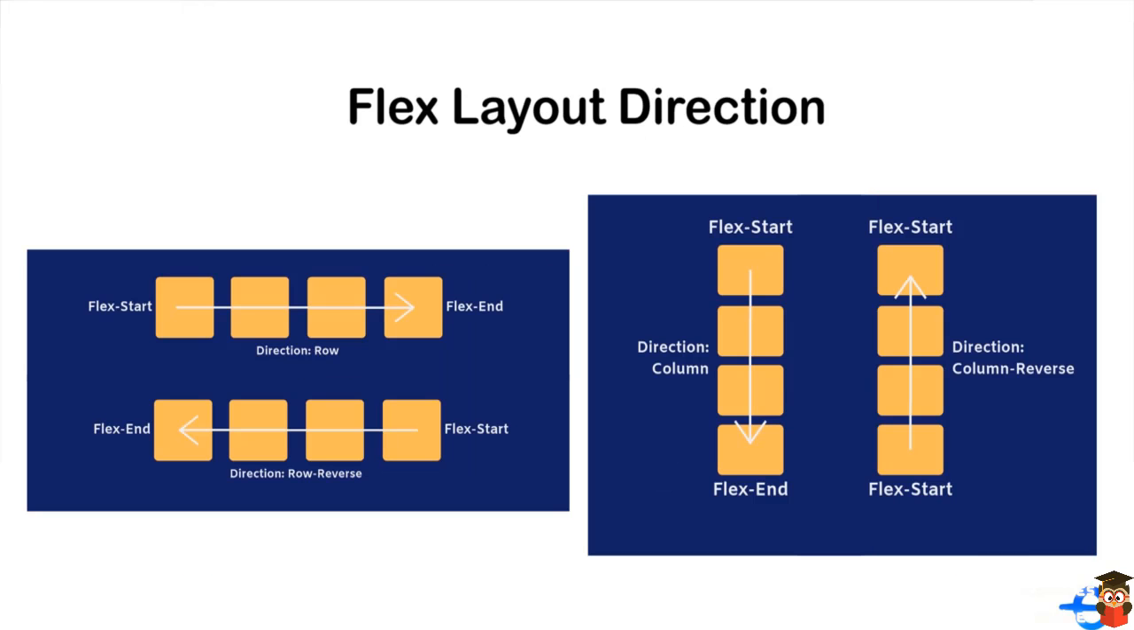As I mentioned earlier, the layout direction can either be horizontal or vertical. For horizontal layouts, we have two options, row and row reverse. For vertical layout as well, we have two options, column and column reverse.